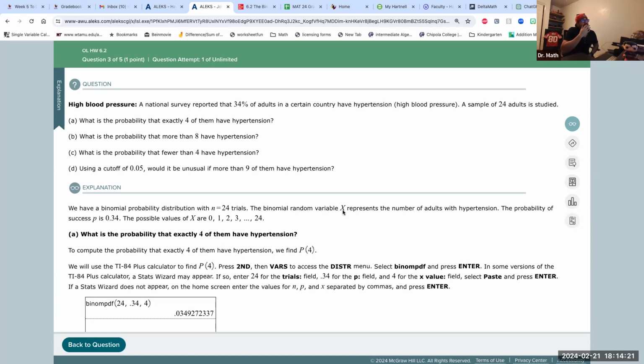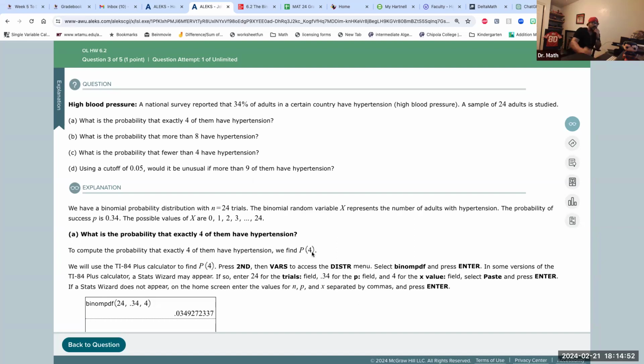So if I choose these 24 people, maybe none of them have hypertension. Maybe 24 of them have hypertension, which is all of them. Maybe 19 of them. Maybe 13 of them. Each one of those numbers that I'm saying represents a different X value, right? And so that's why it's a random variable, because we don't know, it changes. So in this case, our X value is 4.